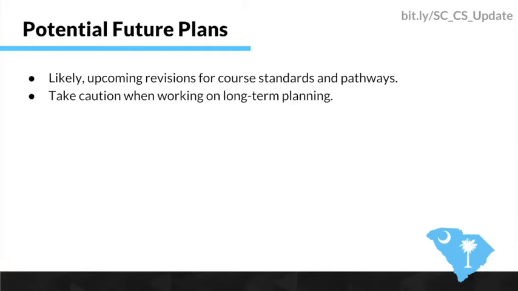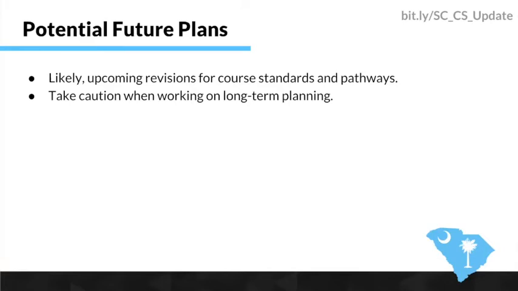And so a natural next step would be to look at an overview of computer science pathways and what those look like, making sure they align to national initiatives, as well as course standards for each of the individual courses included in those pathways. Me personally, I would caution you to be in communication with the State Department of Education when working on long-term planning. As you know, computer science has been changing every single year for the past 3 school years, and I anticipate that to continue at least for the next 1 or 2 years.